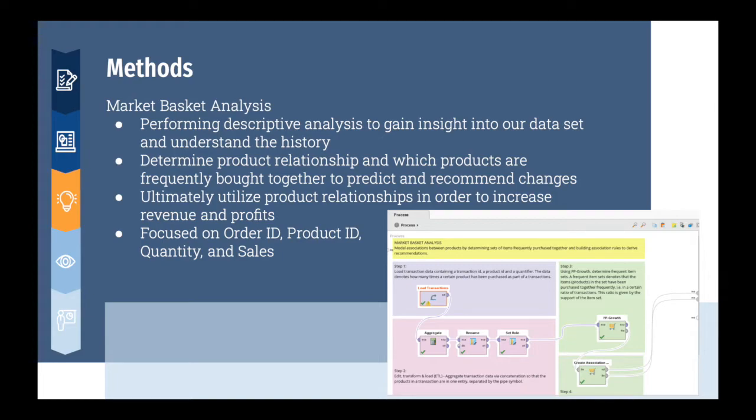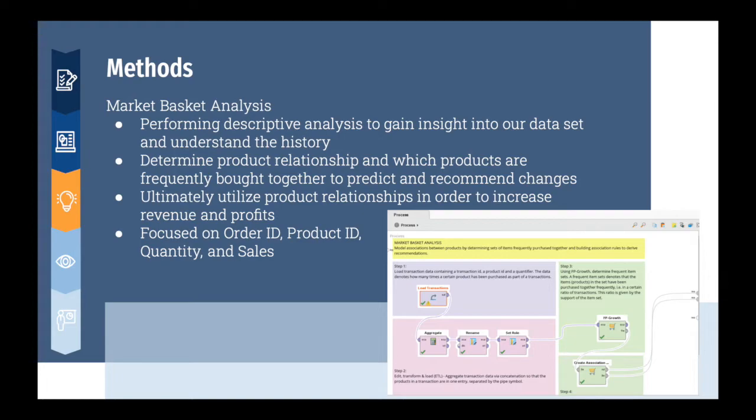This way, we could put to use our predictive and prescriptive analysis by predicting future customers' buying behavior and then recommend changes to the company. Through these recommended changes, we of course hope that with the current product relationships, we could increase the revenues and the profits of the company.